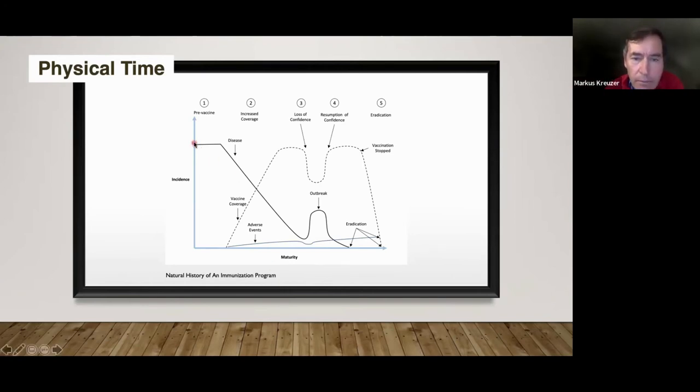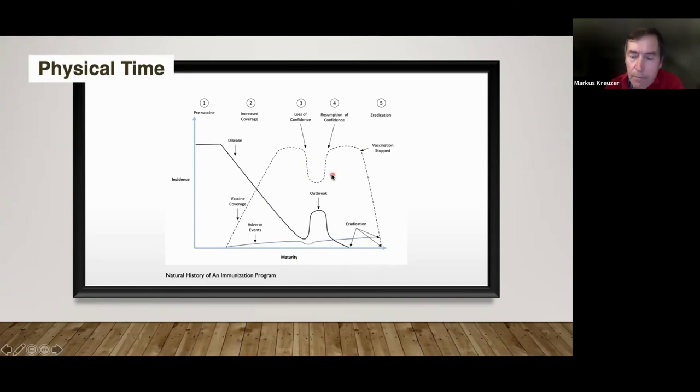So what this diagram shows here at the beginning, notice you have the time axis down below here, but there are no dates. Instead, you have a generic label called maturity. And then on the vertical axis, you have the frequencies, the number of incidents. So here the disease starts out, you have a vaccination program. As vaccination increases, disease decreases. Then you have a second outbreak, a mutation of the virus, the confidence dips and then increases again. And as vaccination stops, it declines here, and you have the eradication.